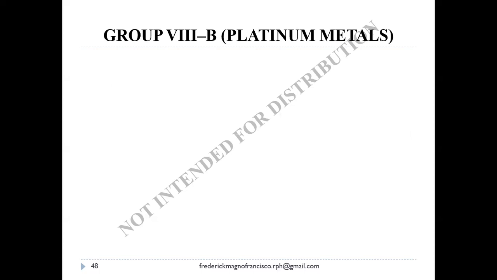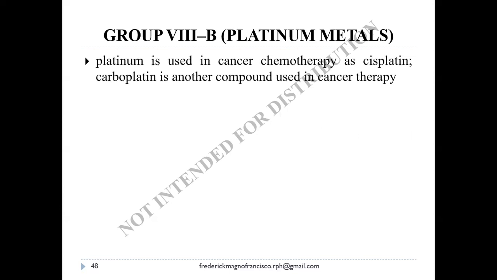Group 8B platinum metals. Platinum is used in cancer chemotherapy as cisplatin. Carboplatin is another compound used in cancer chemotherapy.